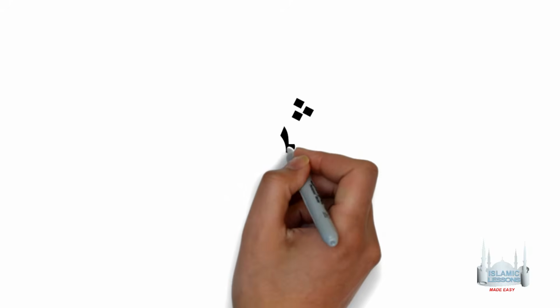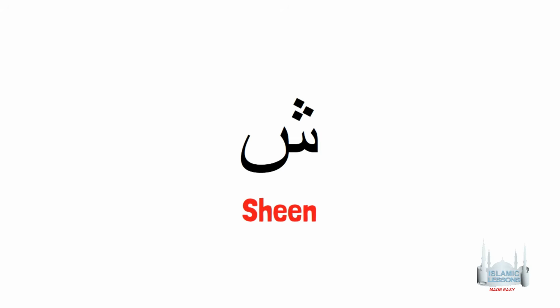end of a word. This letter is called Sheen. It is similar to the previous letter Seen, but it has 3 dots on top. Sheen is a light letter.